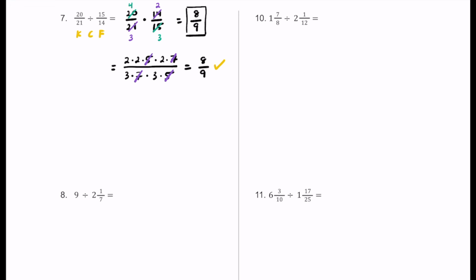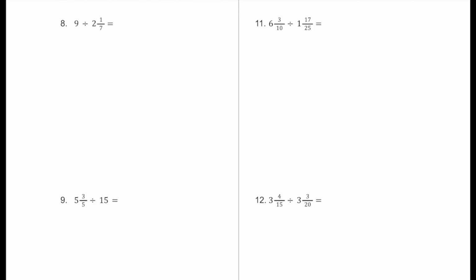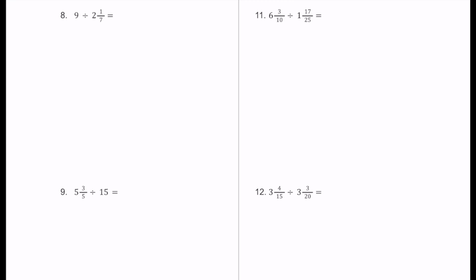Moving on to number 8, we have a whole number divided by a mixed number. So let's go ahead and rewrite this. 9 is the same thing as 9/1. And then we're going to divide this by, we're not changing the problem yet, this 2 and 1/7. So 2 times 7 is 14, plus the 1 on top makes 15. So this is the same thing as 15/7. All right, so our goal is just to rewrite the problem so it has a top and a bottom and a top and a bottom. And then we're going to keep this, change this, and flip this.